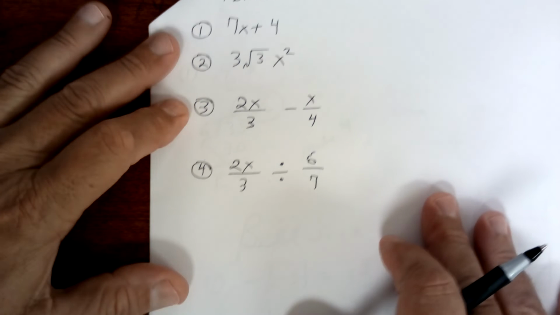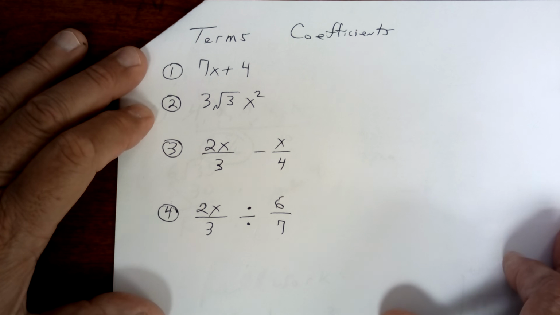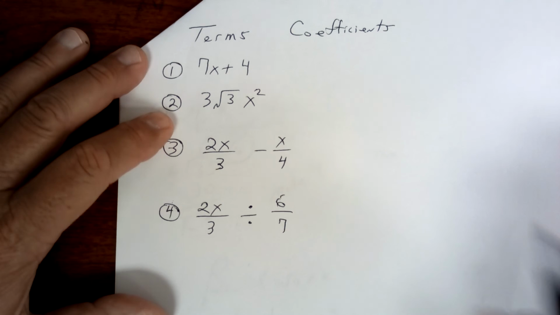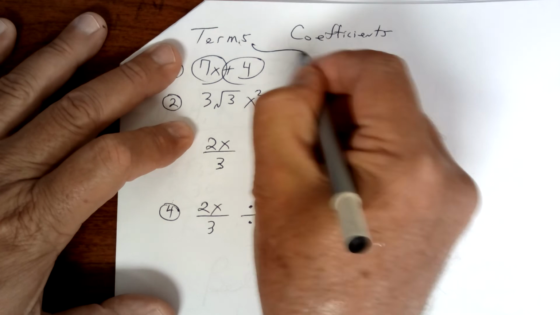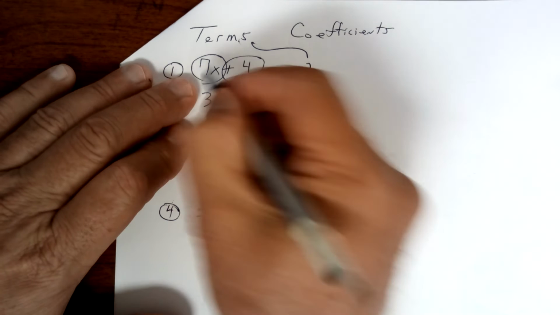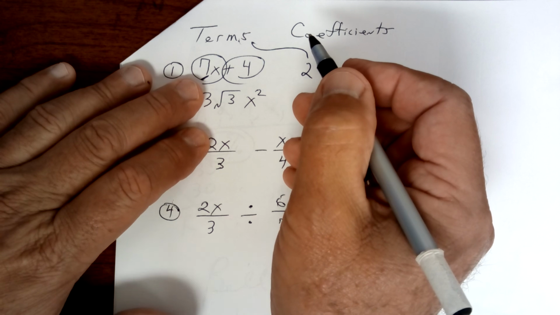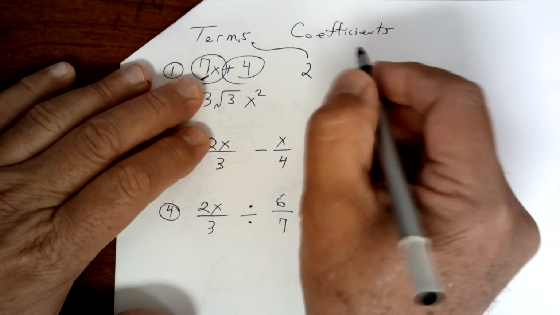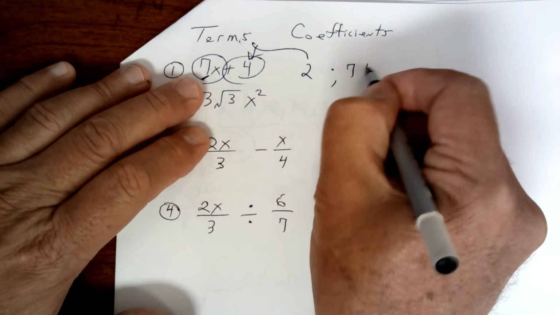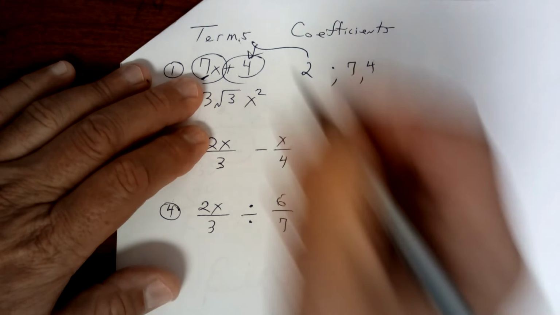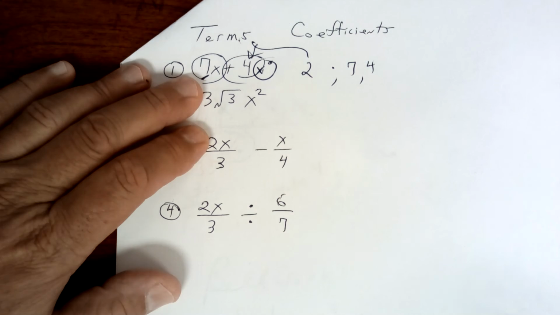On a new sheet of paper, I want you to copy this down here. We're going to talk about terms and coefficients. Okay? We're going to work these. Well, this one has 2 terms. Terms are separated by pluses and minuses. So it's going to be 2 terms. And the coefficient is only the number in front of the x here. So that's going to be a 7. And I'm pretty sure they consider that 4 as a coefficient as well, because it's technically x to the 0 power. X to the 0 power is 1.